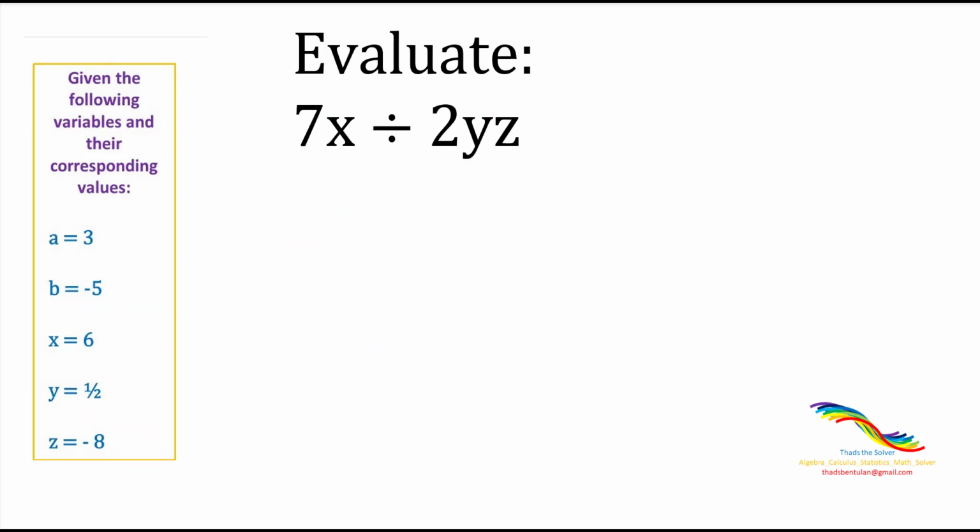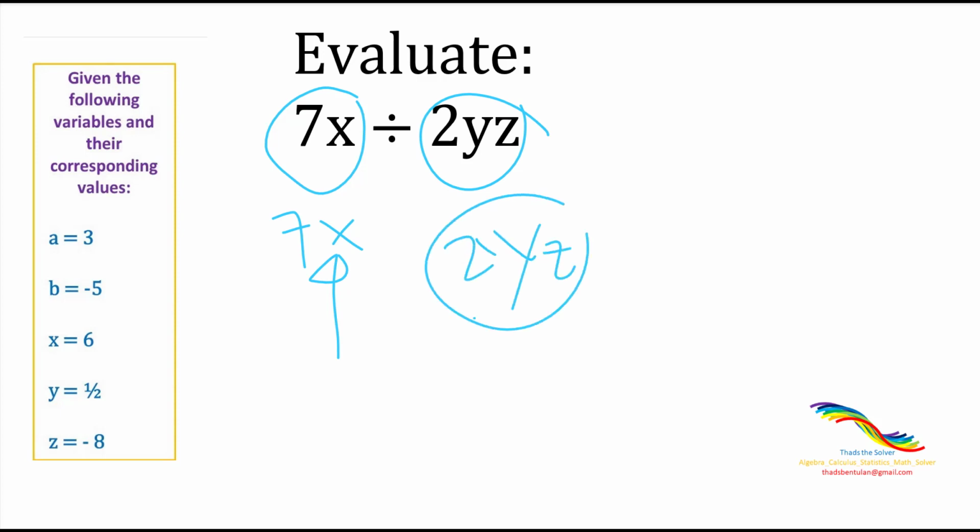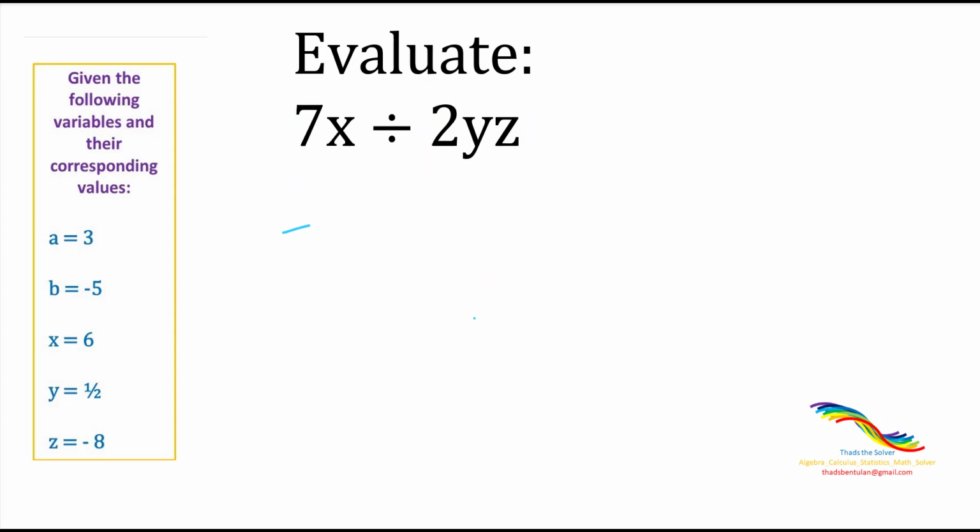Okay, now how are we going to solve this? First, you'll notice that there's a multiplication here, 7x, that's understood to be 7 multiplied by x, and there's a multiplication here, 2y and z, and it's understood to be 2 times y times z, and there's a division here. So what are you going to do? Can we do the x over 2 first? Or can we do the 7 divided by y here? The answer is yes.